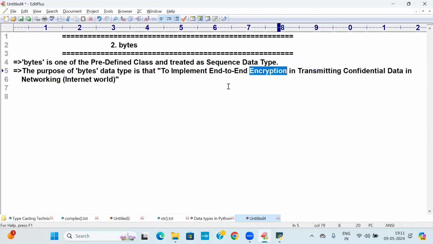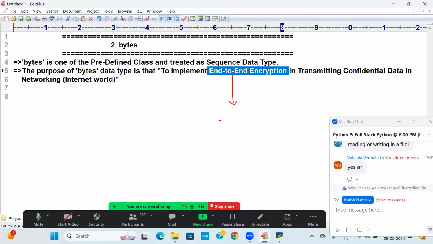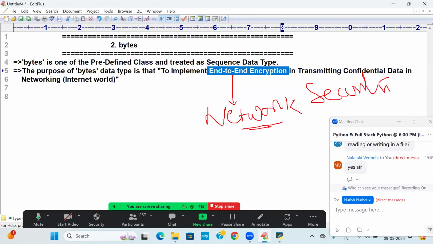Like that here also, to do end-to-end encryption, strictly speaking, there is one beautiful subject, network security. I'm not going to make you learn this, and no need to learn it also, because I am from a pure CSE background. When we were students, network security was an elective subject. In that subject, there are network security algorithms: private key algorithms, public key algorithms, RSA algorithms. There are so many algorithms.